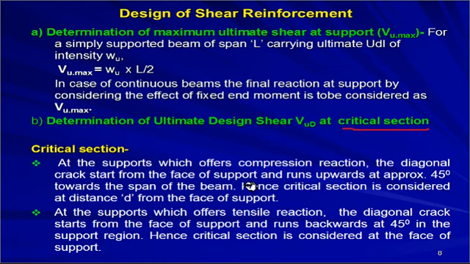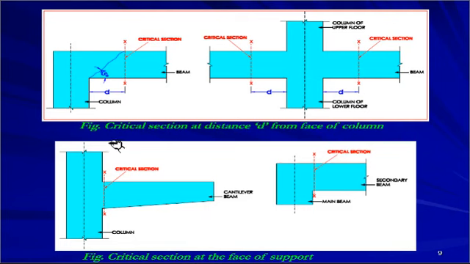So in the first case, at the supports which offer compression reaction, the diagonal crack starts from the face of support and runs upwards at approximately 45 degrees toward the span of the beam. In this case, the critical section is considered at distance d from the face of support. The second case is at the supports which offer tensile reaction. The diagonal crack starts from the face of support and runs backwards. This is important. It runs backwards at 45 degrees in the support region. So here the crack moves towards the span, and here the crack moves inside the support. So obviously the critical section is considered at the face of support.